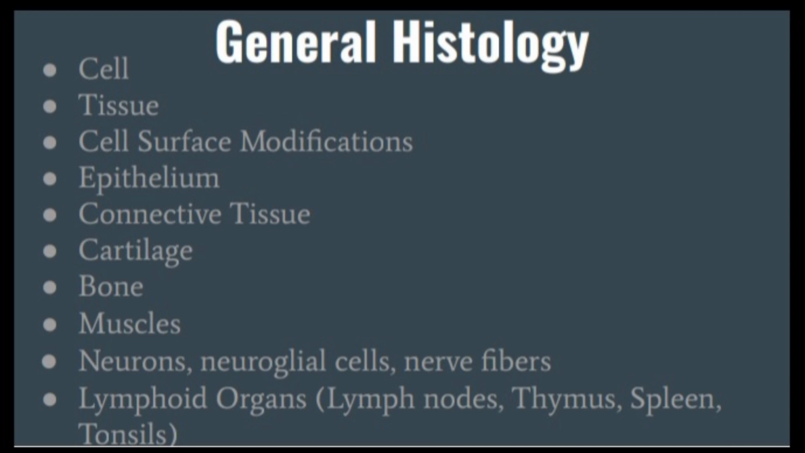You should know about the cartilages, their types, their functions. Same goes for the bone, types of bones, spongy bone, compact bone, muscles, their types, smooth muscles, skeletal muscles, cardiac muscles, their differences.